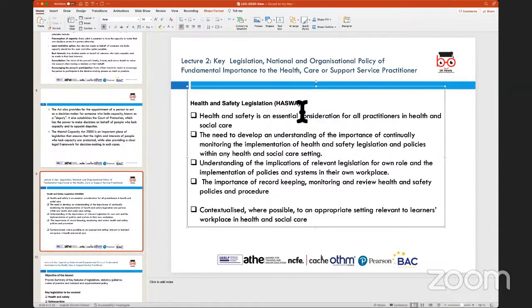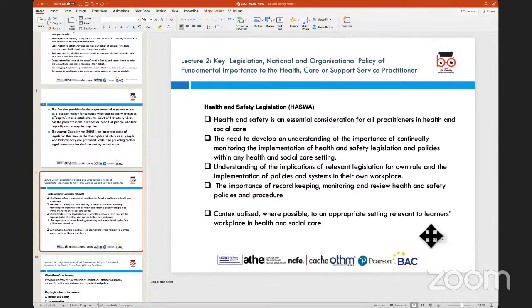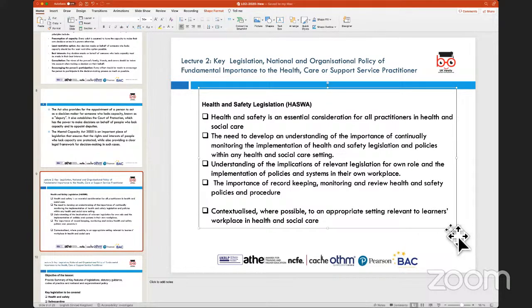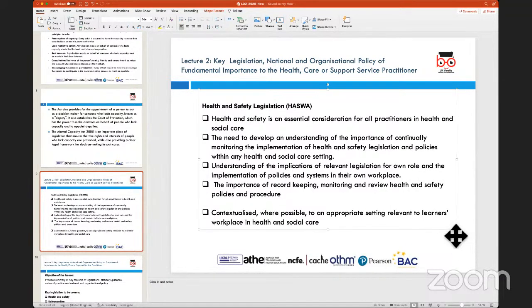So some of you who are aware of this particular act, I think when we work within the health and social care sector, one of the important bits of short training that we undergo within the organization is the health and safety training. And this act, HSWA, ensures that you understand as an employee what your responsibility is and how you take care of your own health and safety, and also the health and safety of others when you're working in a public workplace.